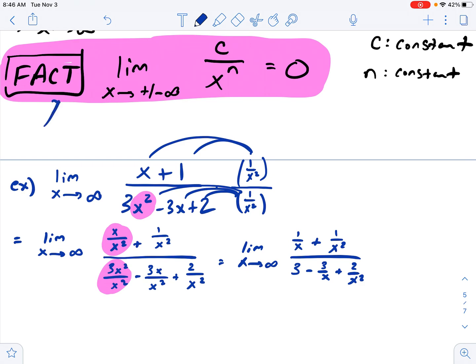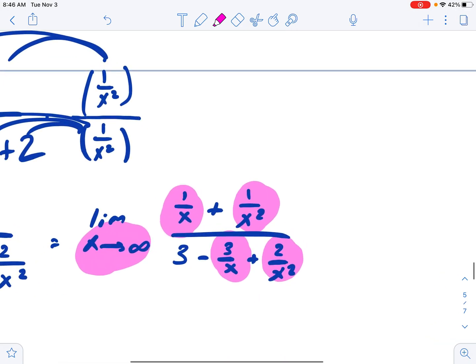Well, look, now what we can do is we can apply this fact up above here to these individual terms. This term, this term, this term, and this term. As x goes off to infinity, those are all little fractions with constants in the numerator, so each of these things is going to approach what? That's right, 0, like we just discussed.